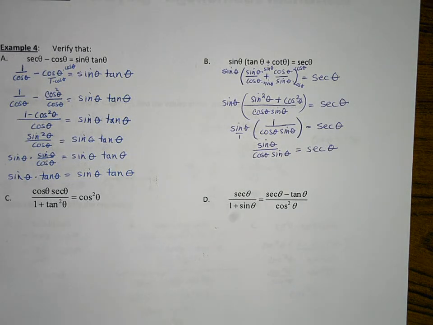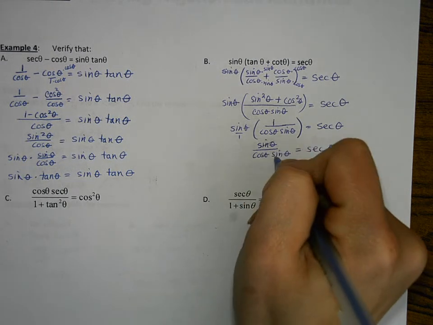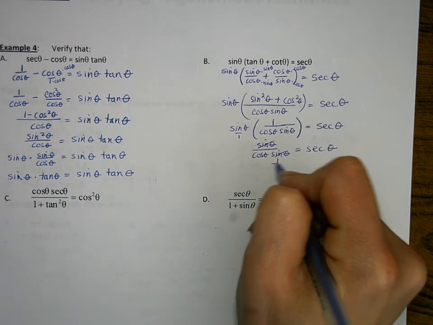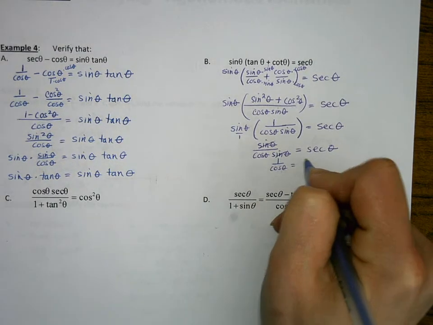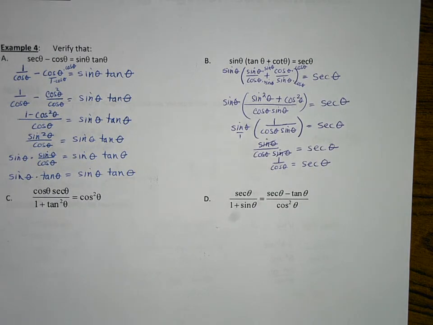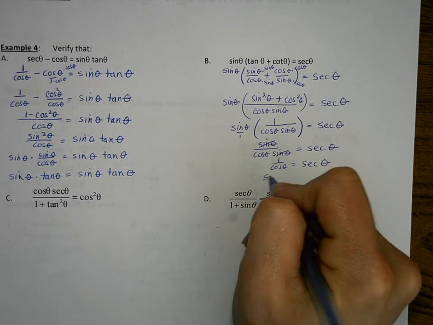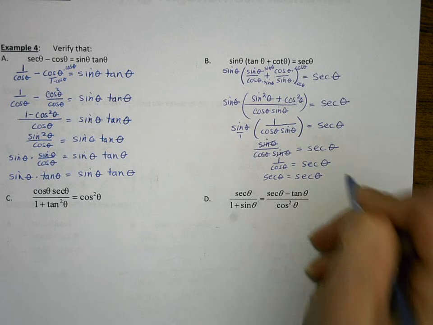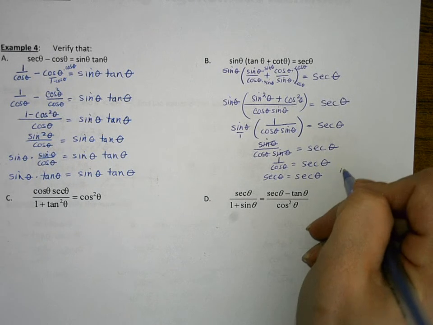Sines cancel, which means what do I have on that left side? 1 over cosine is equal to secant. What is 1 over cosine? Secant. Secant equals secant. Everybody's happy.